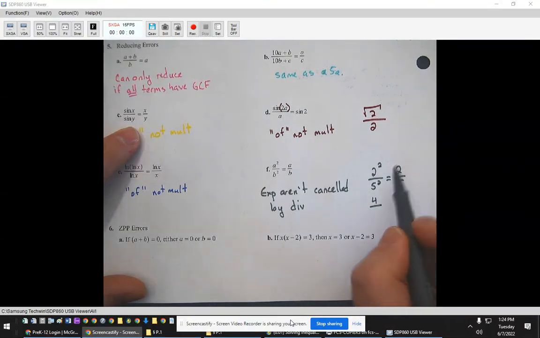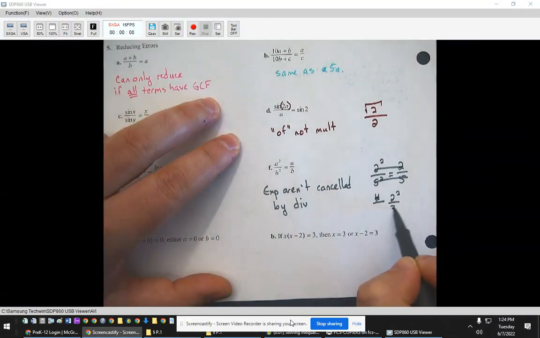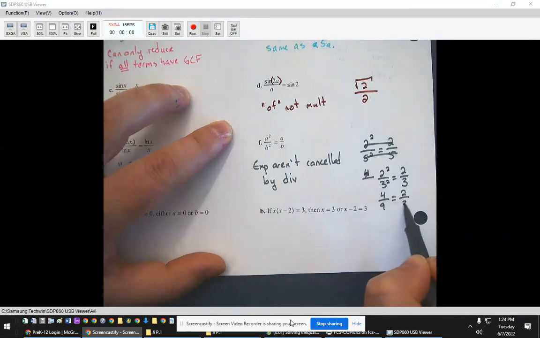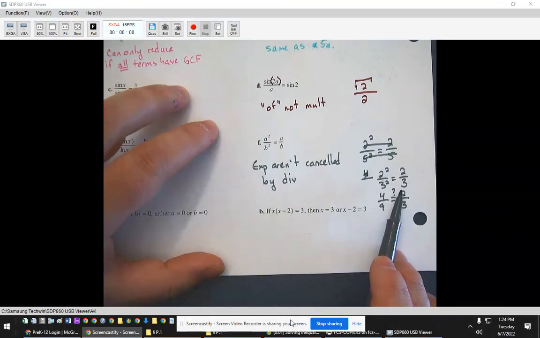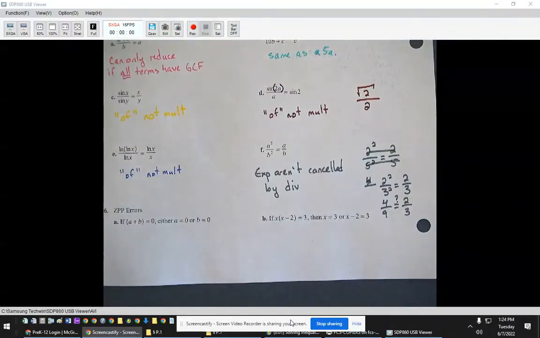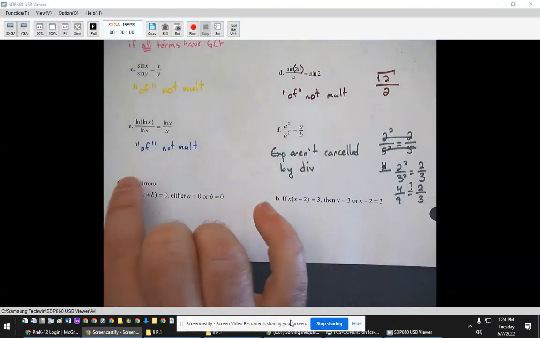I wonder if I should have done, let me do a better one. Let's do 2 squared over 3 squared. Is that the same as 2 over 3? Well, 2 squared is 4. 3 squared is 9. Is 4 over 9 the same as 2 over 3? No. 4 over 9 is less than halfway, right? 4.5 is halfway of 9. 2 over 3 is over halfway. Half of 3 is 1.5. This is a number smaller than 0.5. This is a number bigger than 0.5. It just doesn't work.